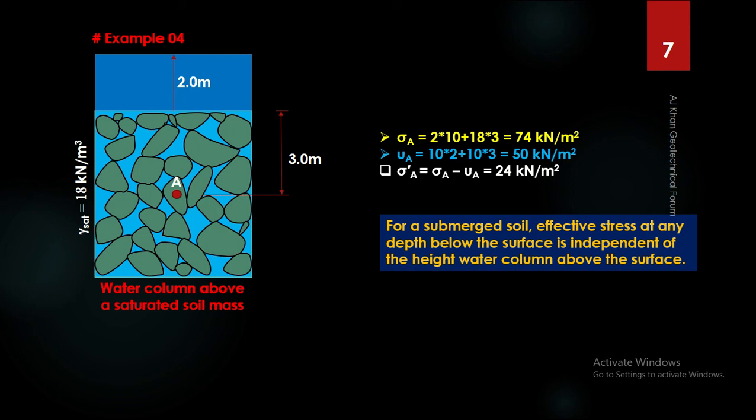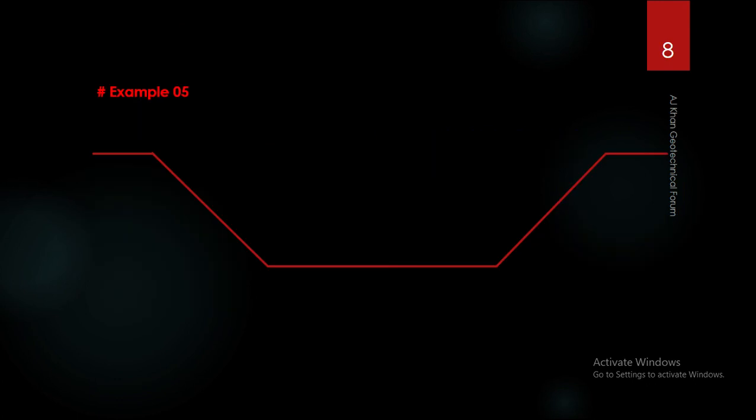Okay, so during a flooding situation, for example, the minimum effective stress in the subsoil will occur when the soil is already saturated. Okay, now if the water level rises above the surface during flood, the effective stress is not going to be worse. Let us take another example.